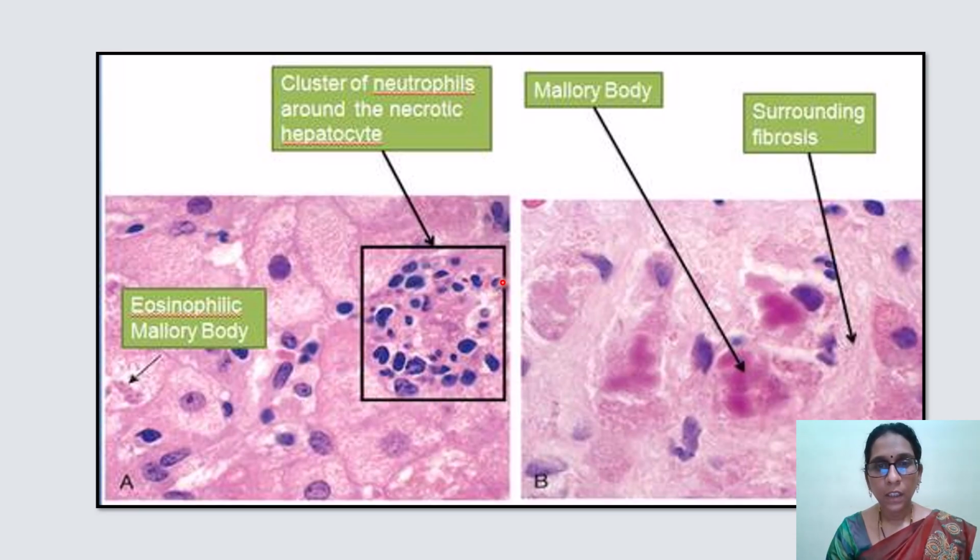This is the histology image of alcoholic liver disease, where in the steatohepatitis we can see clusters of neutrophils around a necrotic hepatocyte, and there would be Mallory bodies, which are seen as a pinkish material within the cytoplasm, and there would be some amount of fibrosis.